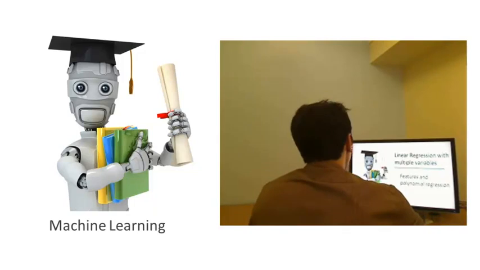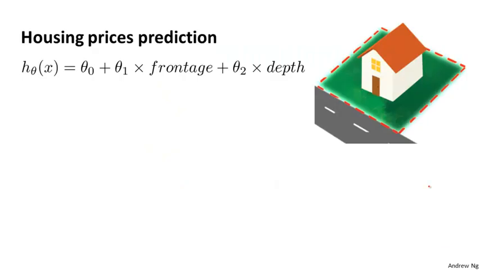Let's take the example of predicting the price of a house. Suppose you have two features, the frontage of the house and the depth of the house. So here's a picture of the house we're trying to sell. The frontage is defined as this distance. It's basically the width or the length of how wide your lot is, of this plot of land that you own. And the depth of the house is how deep your property is. So there's the frontage, that's the depth.